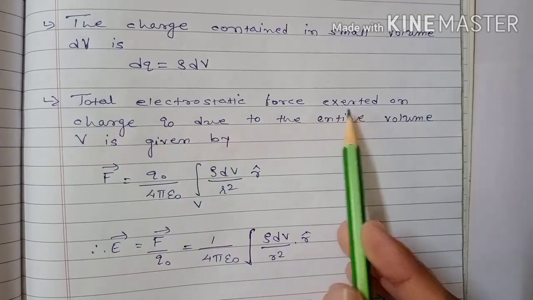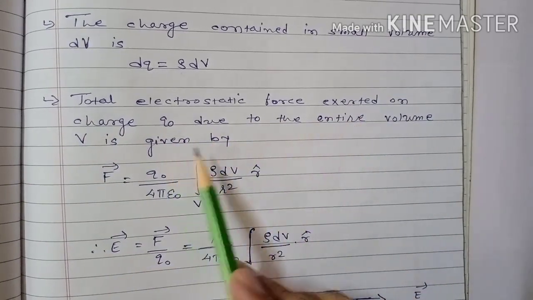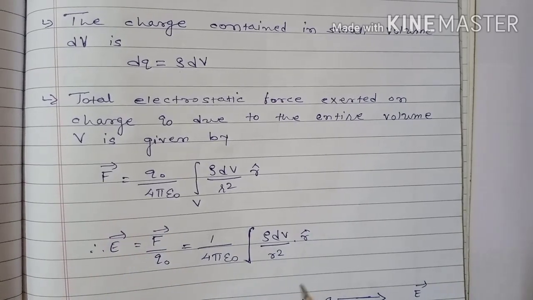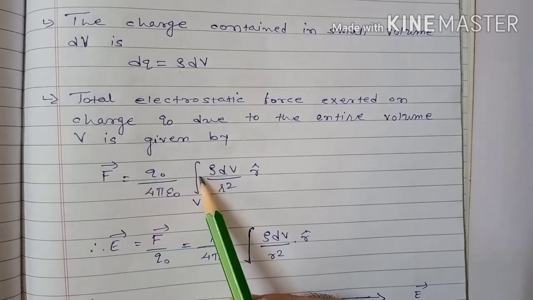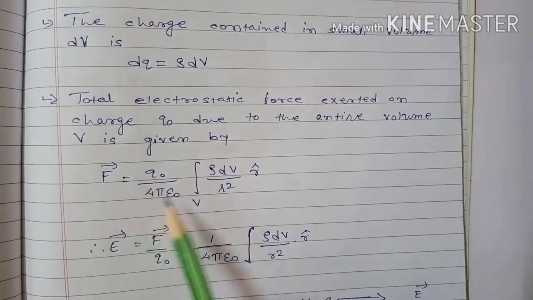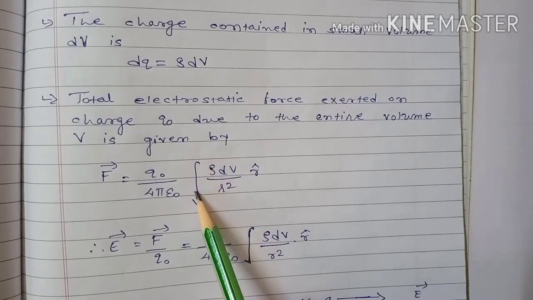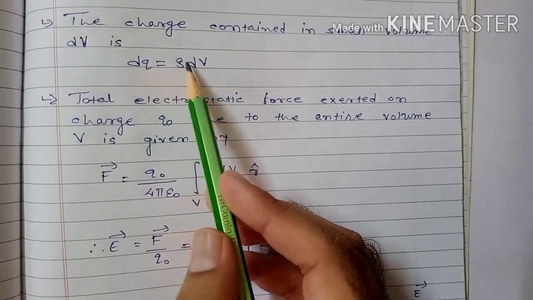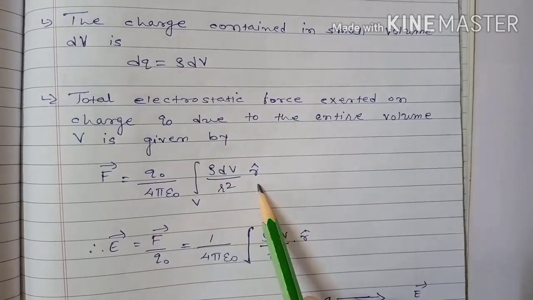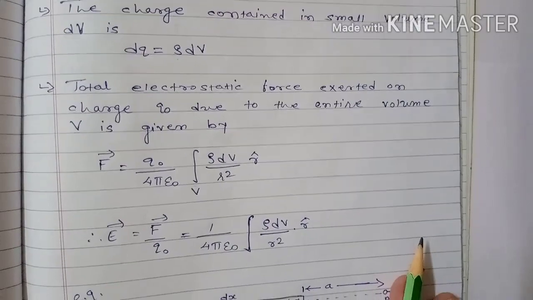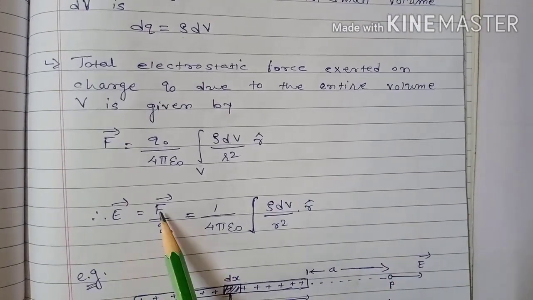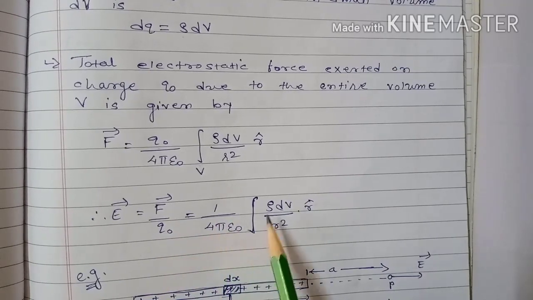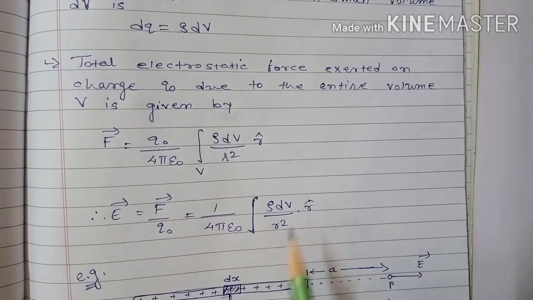Total electrostatic force exerted on charge q naught due to the entire volume is given by F vector is equal to 1 upon 4 pi epsilon naught, q1 q2 upon r square. q1, that is q naught, integration, because we are finding total force, so integration of small forces, integration over entire volume V. q2, that is small charge dq is equal to rho dV upon r square into r cap. If you have to find electric field, then electric field is the ratio of force to test charge. So F vector upon q naught. That will give you 1 upon 4 pi epsilon naught integration rho dV upon r square into r cap.